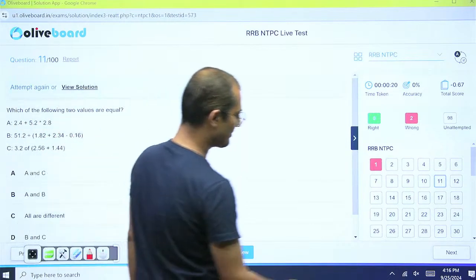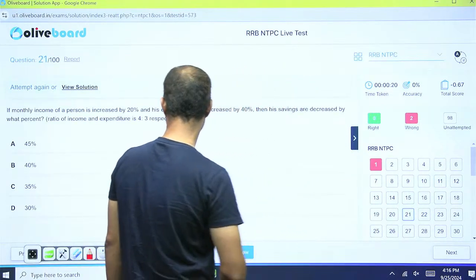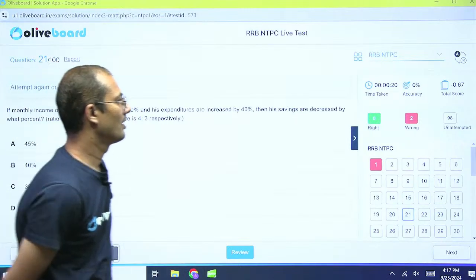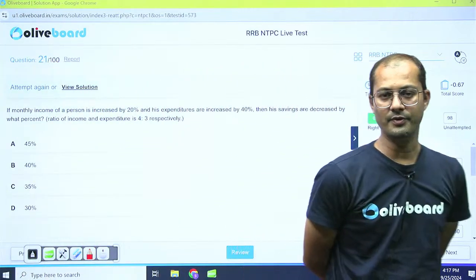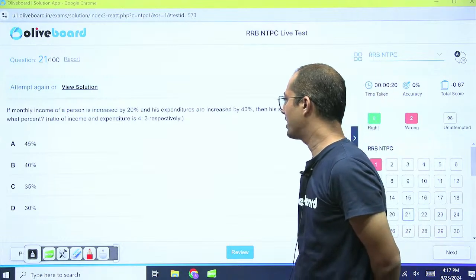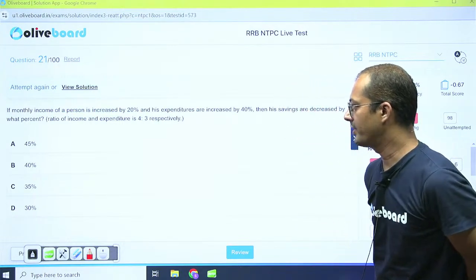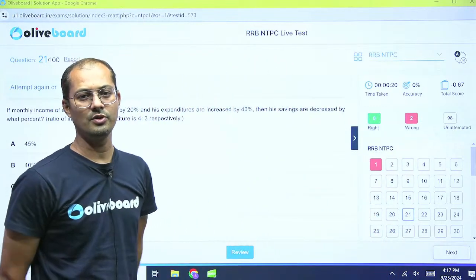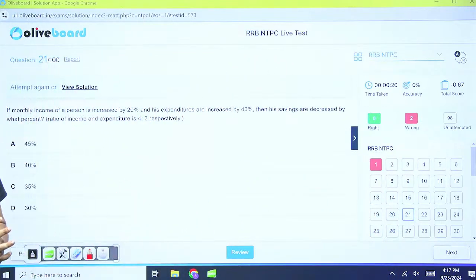The next question is, yes, please tell me what would be the answer of this question. Again, a very good question in front of you. This question belongs to the income and expenditure part, right? So we can say this question belongs to the percentage chapter. Now tell me what would be the answer for this question. Yes, please take your time, answer please.